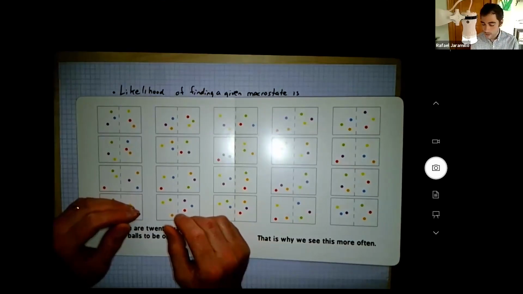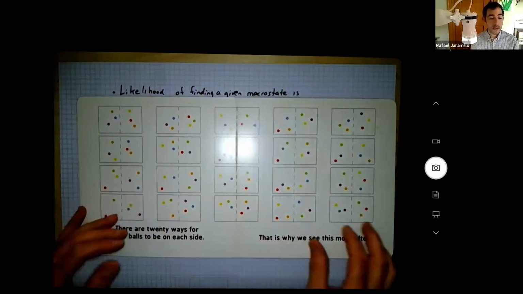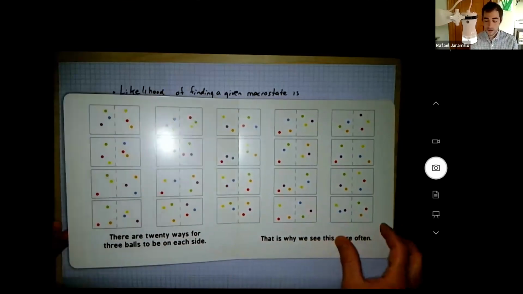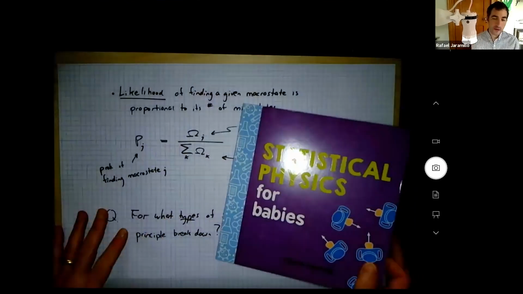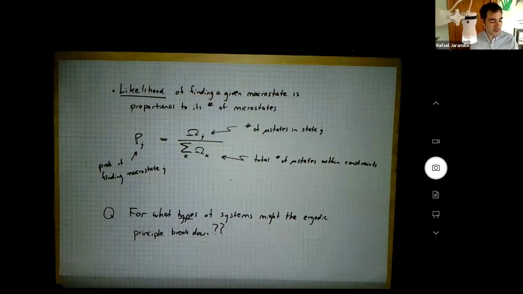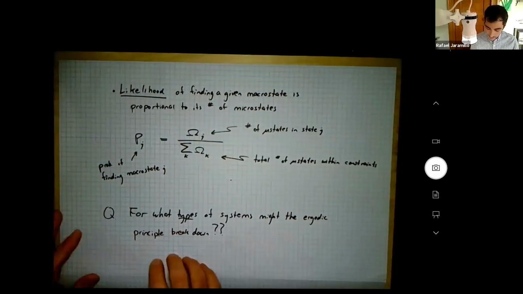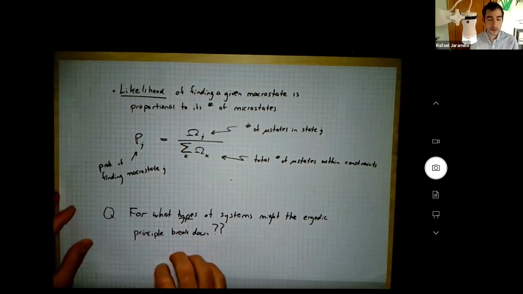Okay, so we talk about kinetically sluggish systems. Kinetically sluggish systems, systems that don't move very fast. They don't move fast enough to reach equilibrium. That might be an example of the types of systems for which the ergodic principle breaks down.